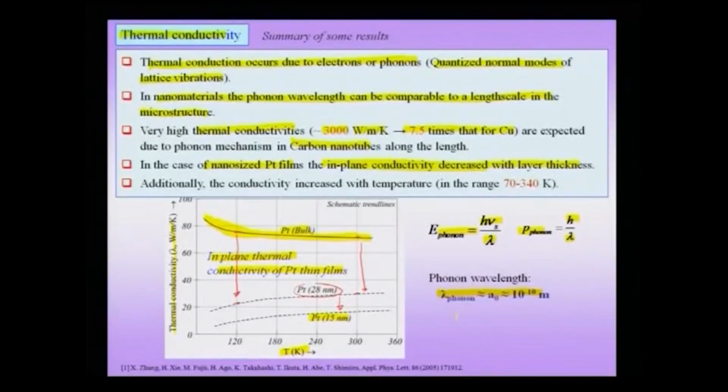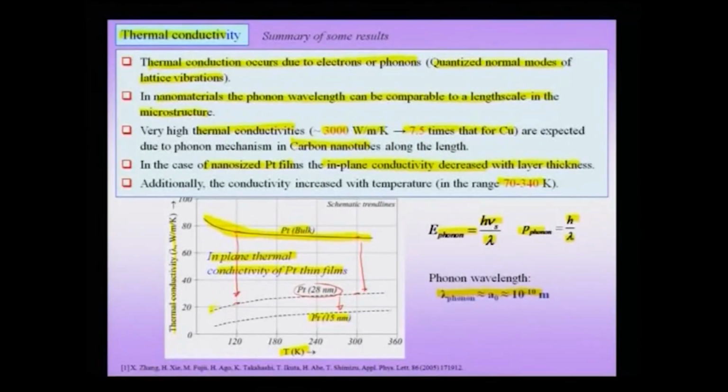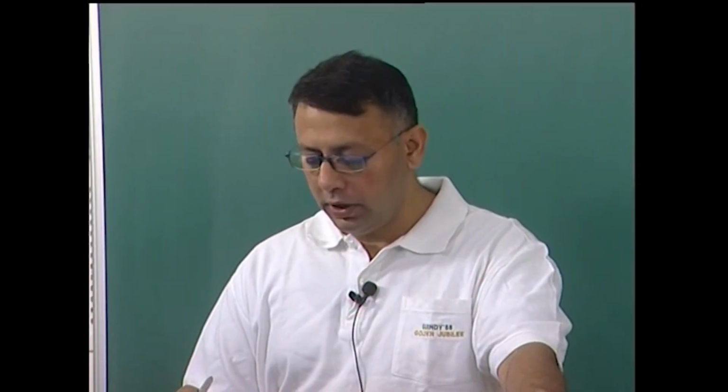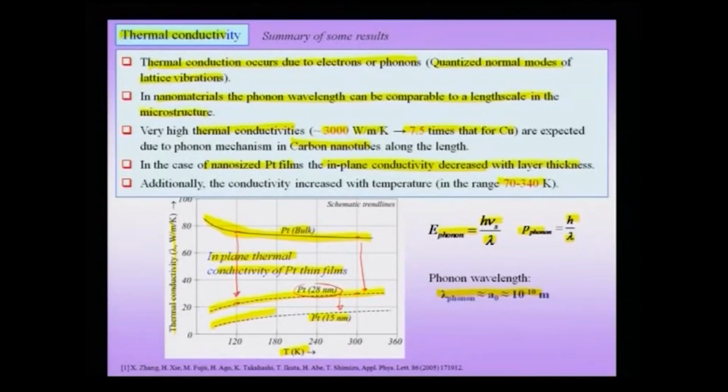Now, there is another important effect which you see from the curve, which is very different from that of the bulk, and this is seen in the regime of 70 to about 340 Kelvin, which is the regime in which the experimentation was done on the platinum films. You can notice that in this regime the thermal conductivity increases with temperature. In the case of the bulk, you already noticed that the thermal conductivity decreases with temperature, but unlike the bulk, for the nano-size films, the thermal conductivity actually increases with temperature.